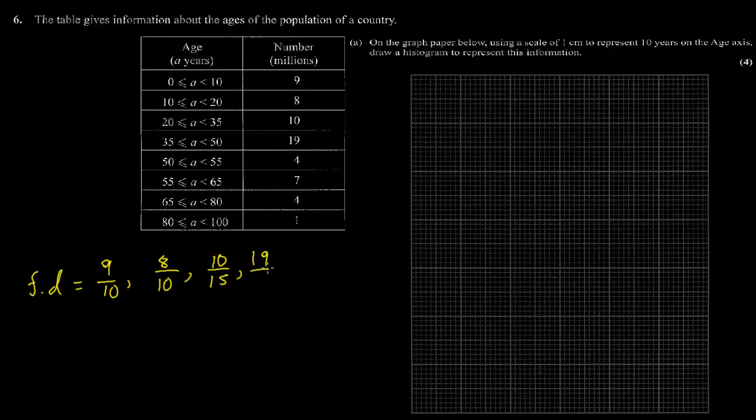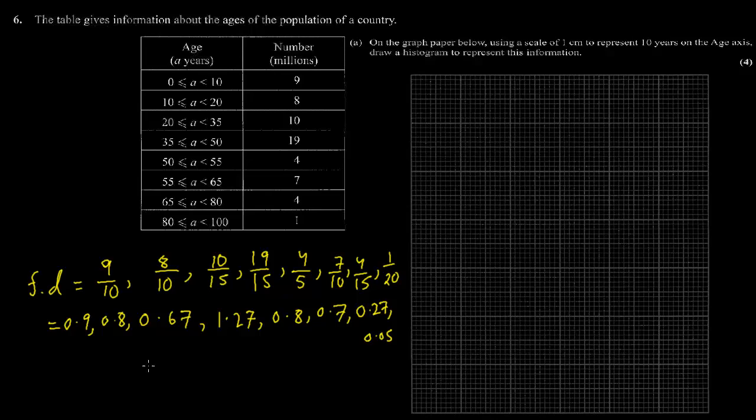So this would be 19 divided by 50 minus 35, that would be 15. Then we have 4, that would be 55 minus 50 is 5. Then 7 divided by 65 minus 55 is 10. Then we have 4, 80 minus 65 is 15. Then we have 1 divided by 100 minus 80 is 20. So the highest height that we need here is 1.27. So let's draw the histogram.